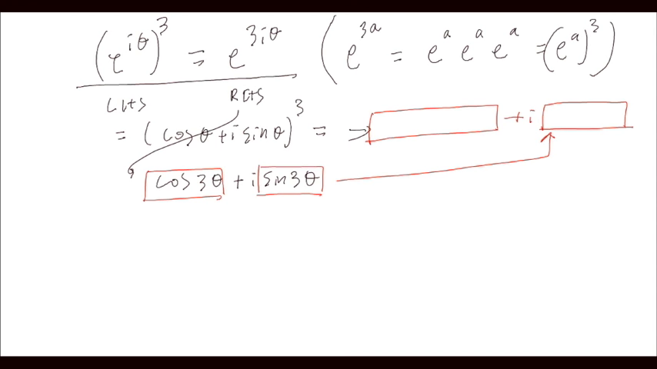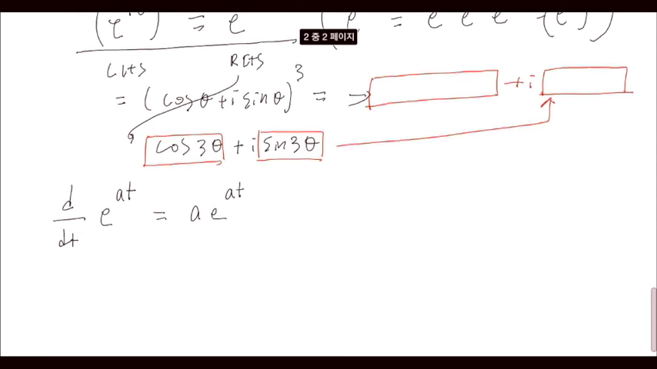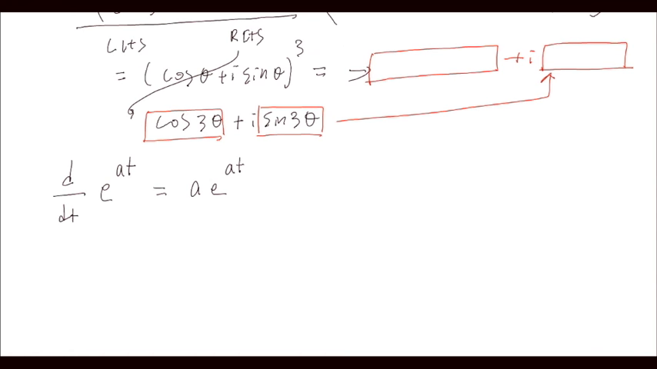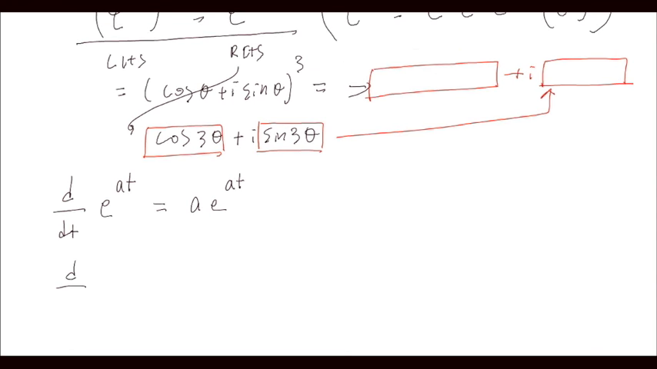And the next example is about differentiation. We know that if we differentiate e to the at with respect to t, what do you get? You get a e to the at, right? How about if we have complex functions? For example, differentiate d by d theta of e to the i theta. The answer here is the same as i e to the i theta.